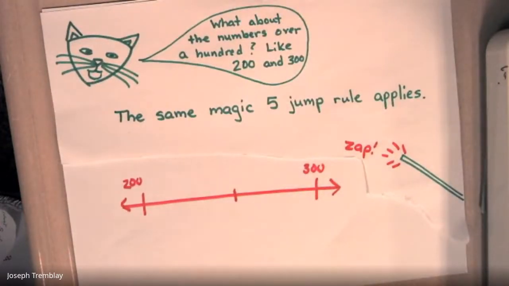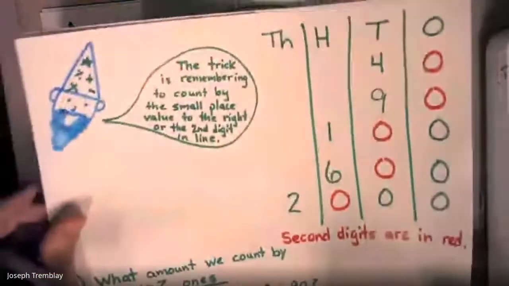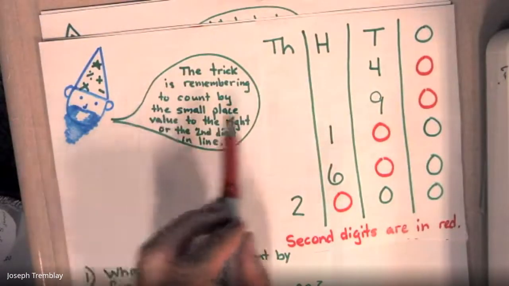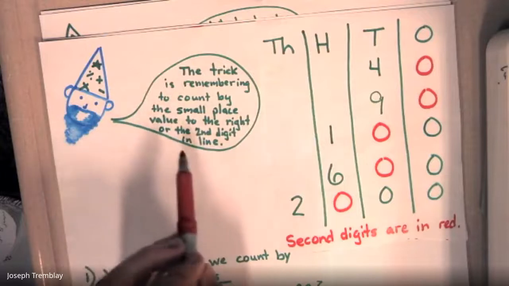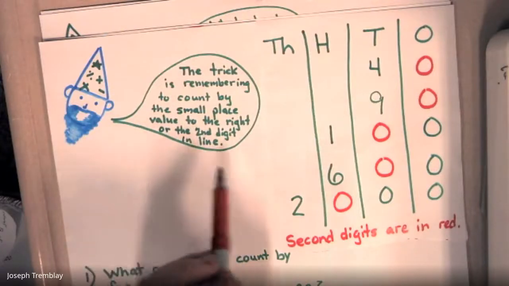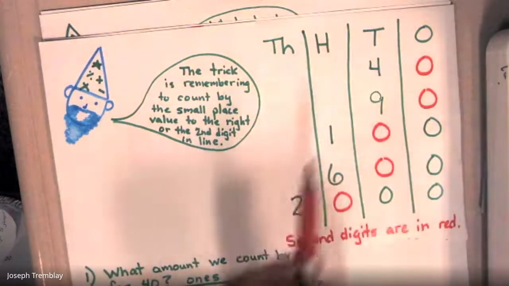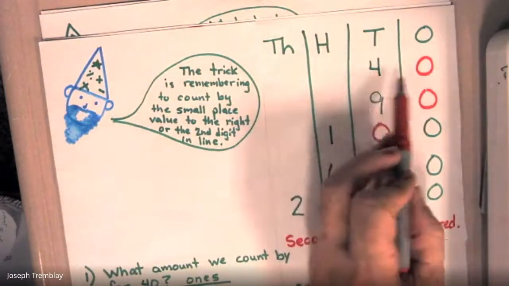So how am I going to figure that out? Well, Mr. Wizard over here is going to help us out. Mr. Wizard is explaining that the trick is to remember to count by the smaller place value to the right, or the second digit in the line of the number. So we're not talking about the number line here. We're talking about the line the numbers make.